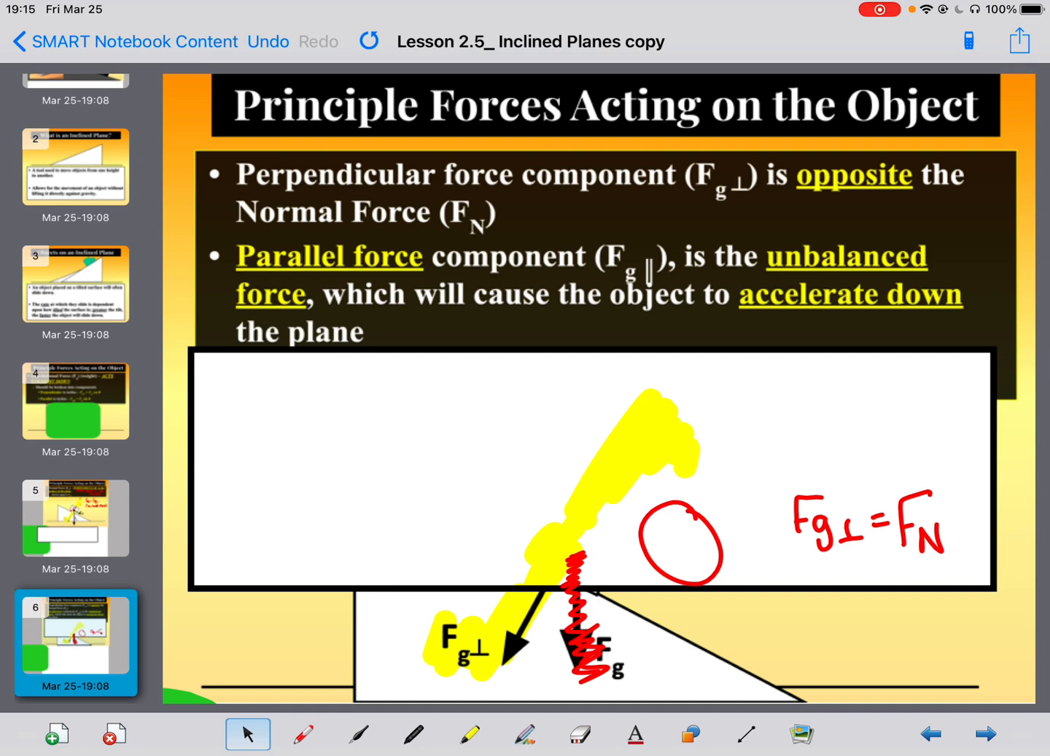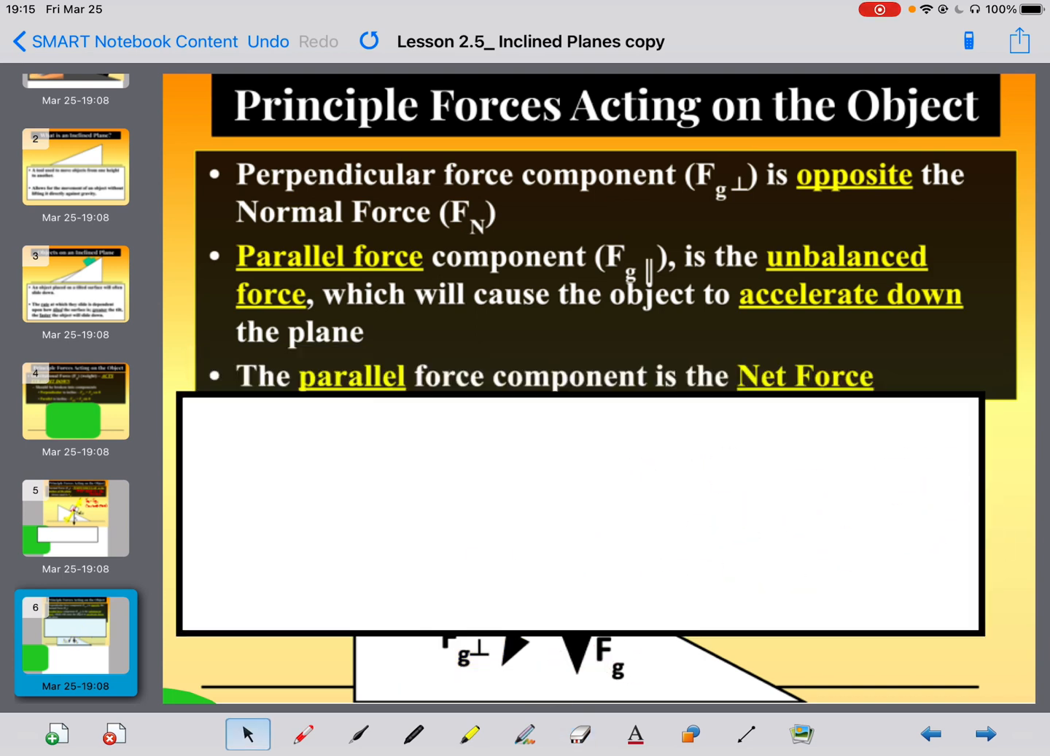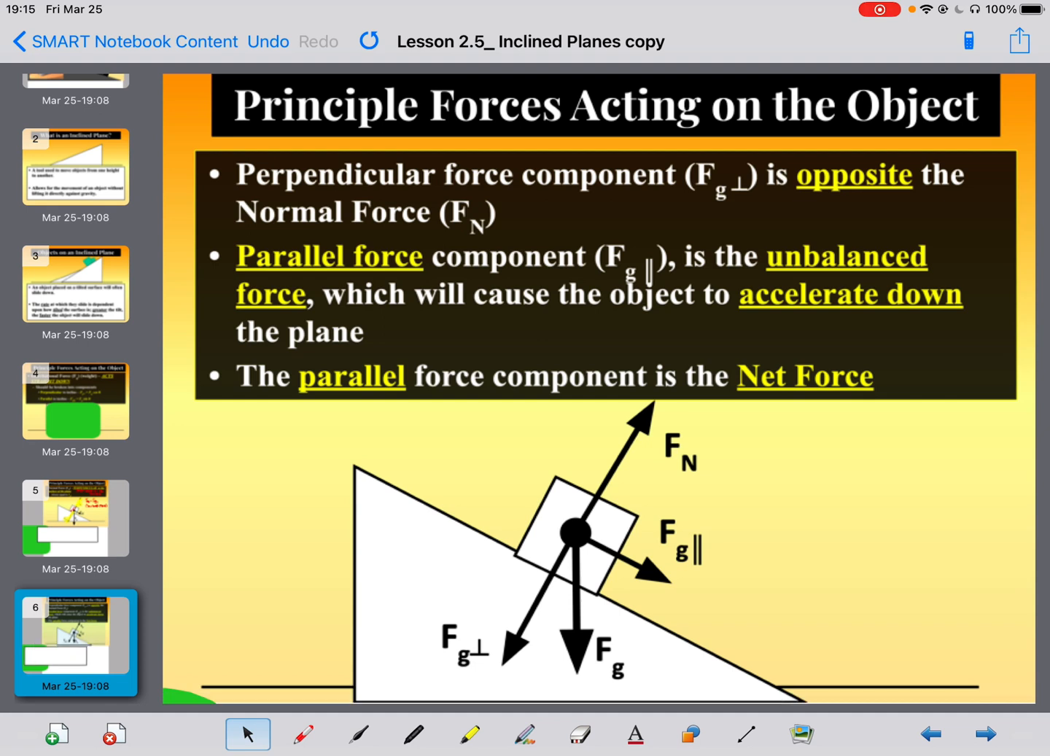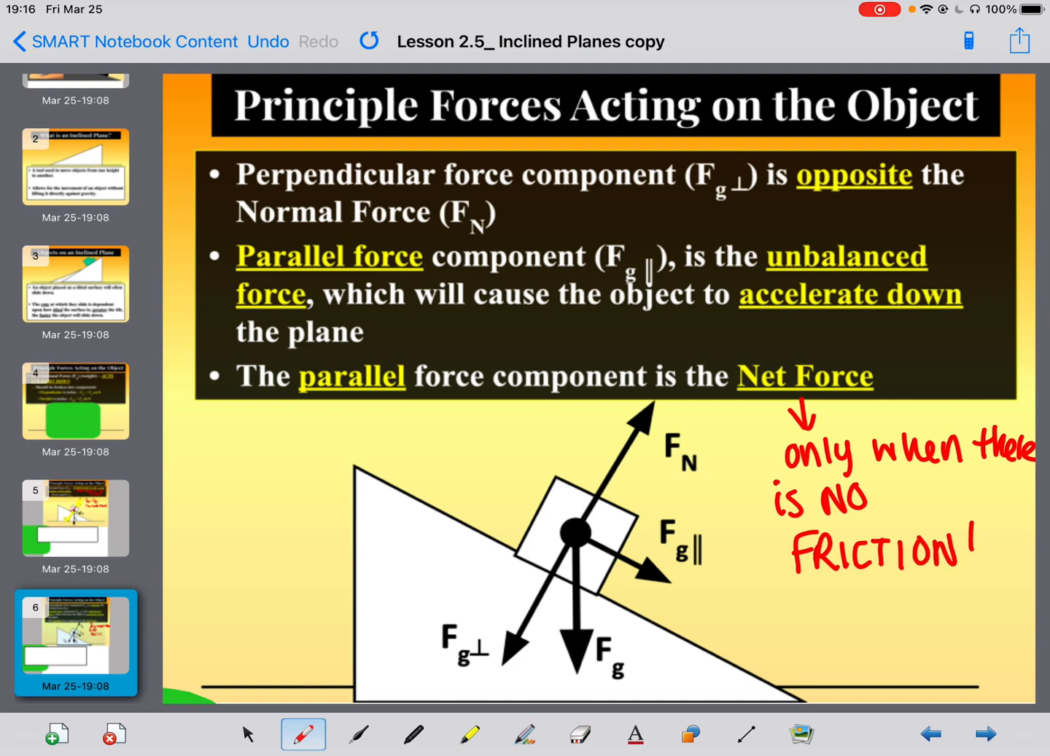Remember, the acceleration is always going to follow the same direction as the unbalanced force. Okay? So again, to stress this, I'm going to erase my diagrams here so that I can move this last piece. The parallel force component of gravity will be the net force only when there is no friction. So I'm going to write that, when there is no friction. Because if there was friction, it would be a little bit of a different story, because then I'd have something to counteract FG parallel. But clearly here we don't have that. So FG parallel does represent our net force.